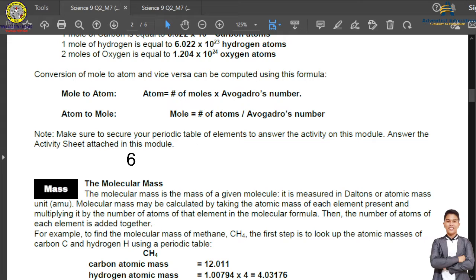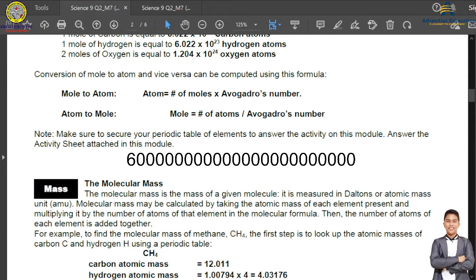6 point. Let's delete the decimal point now. So 1, 2, 3, 4, 5, 6, 7, 8, 9, 10, 11, 12, 13, 14, 15, 16, 17, 18, 19, 20, 21, 22, 23. Let's try to separate this by commas, by its tens, hundreds, thousands. So that is how big Avogadro's number is. So that is now Avogadro's number.